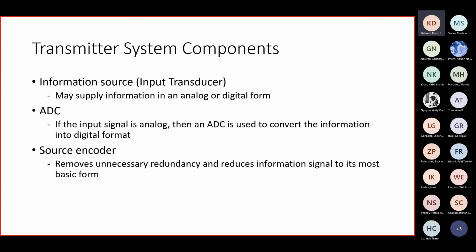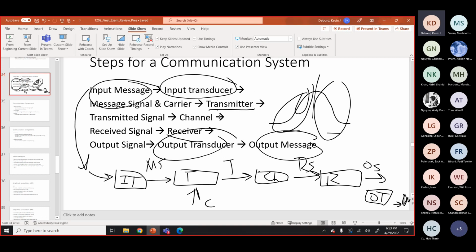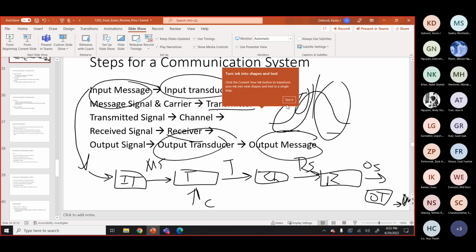So we've got transmitter system components. This is a transmitter from over here, right? Right here, this guy. That's correct, thanks.